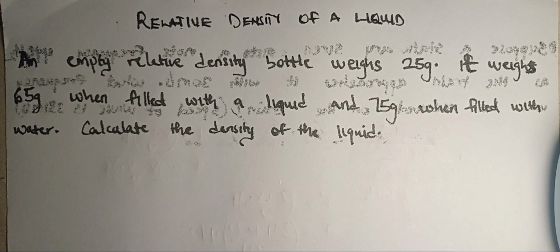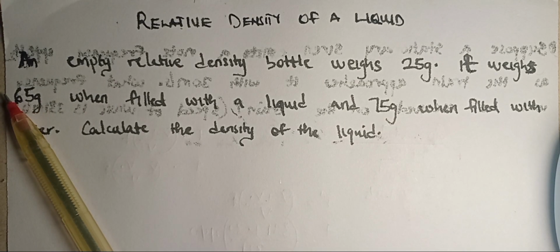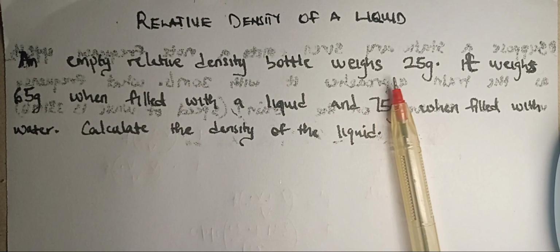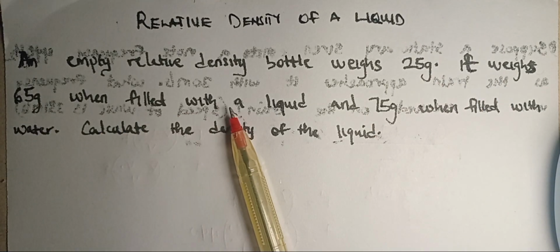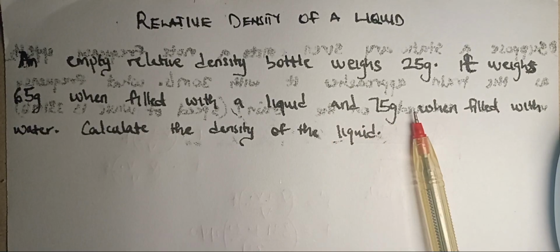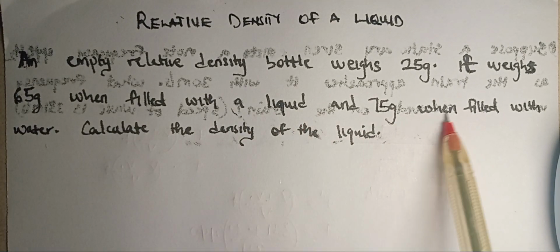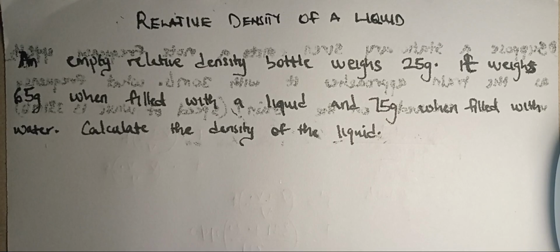Today's video we are going to be looking at another question under relative density of a liquid. So we have a question here. The question goes like this. An empty relative density bottle weighs 25 gram. It weighs 65 gram when filled with a liquid and 75 gram when filled with water. That's how we should calculate the density of the liquid.